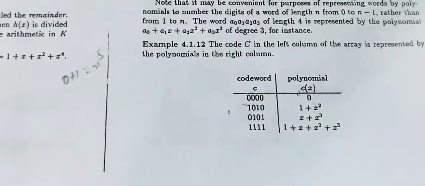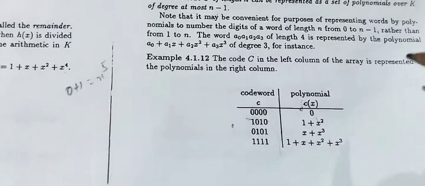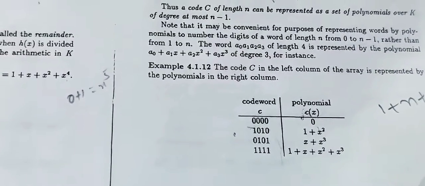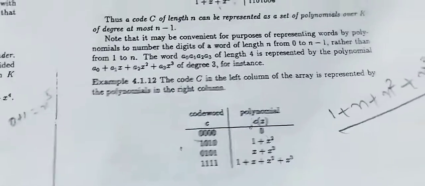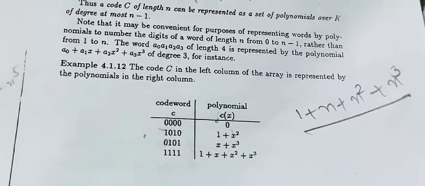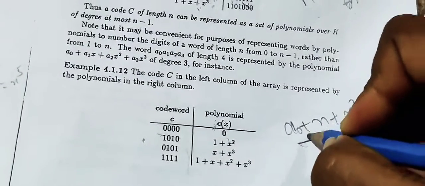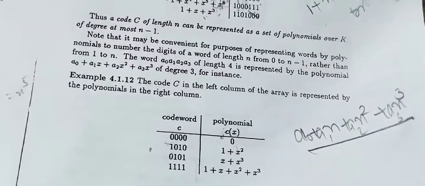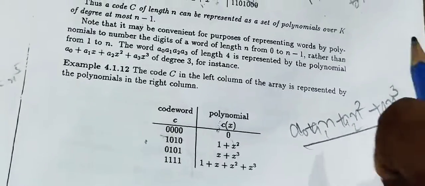The first codeword is 0, 0, 0, 0, so its length is 4. Length 4 means the terms are 1, x, x square and x cube. So the polynomial must be of the form a naught plus a1x plus a2x square plus a3x cube. This is the form of a polynomial of length n.